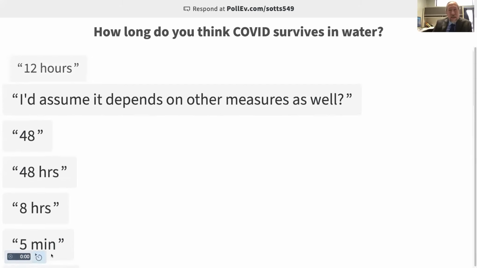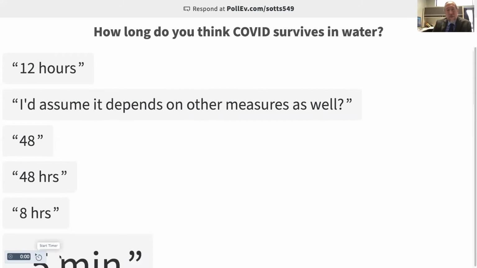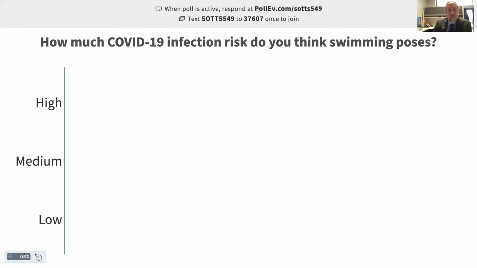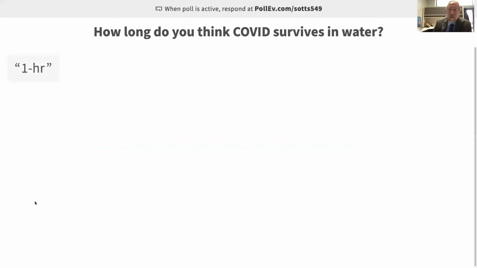Yeah, and what we think we understand now about the survival of the virus in the waters, as Dr. Prather said, is that it doesn't want to be in a water environment. It really wants to be inside of a cell.